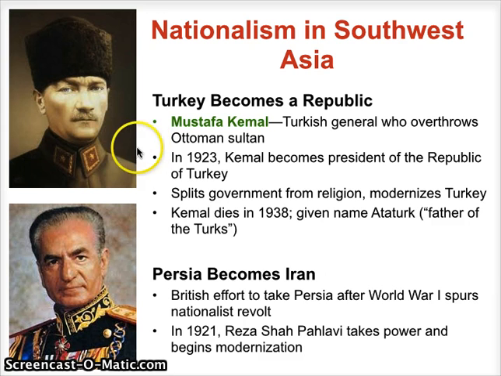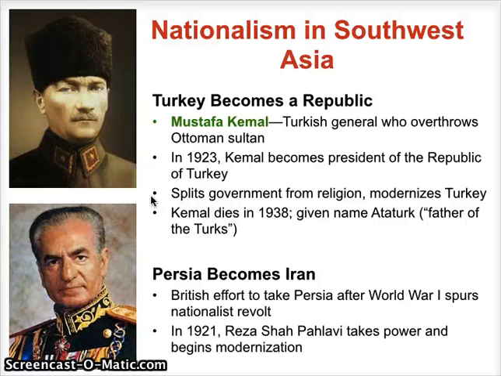In 1923, Kemal becomes the president of the Republic of Turkey. And he's able to do a lot of reforms in the Turkish government that make him quite a popular person and sort of sets Turkey apart from a lot of other Middle Eastern countries. First thing that he does is he splits the government from religion, and he modernizes Turkey.